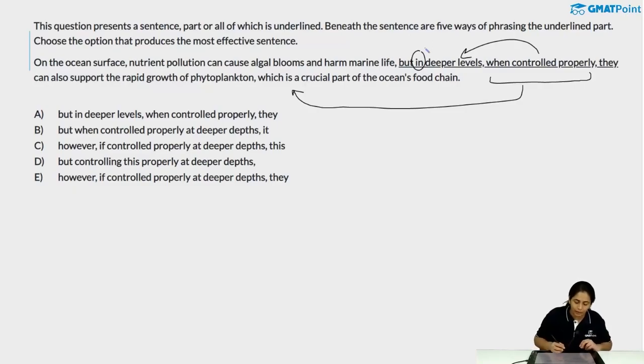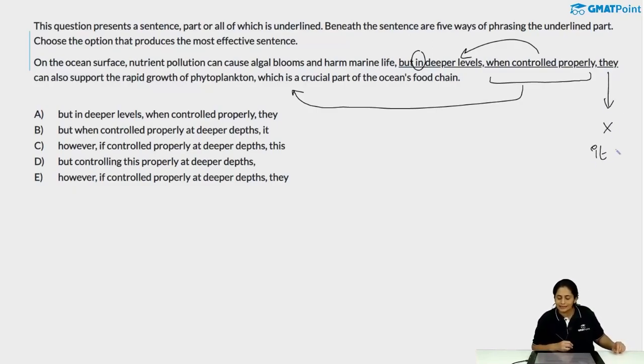The third thing that I notice is that nutrient pollution is a singular noun. It is something which is a form of pollution. Air pollution is affecting my health. Water pollution is affecting me. All forms of pollution are singular nouns as such. It's not a collection or a group of people. Because it is a singular unit, the use of "they" is incorrect. It should be replaced with "it".